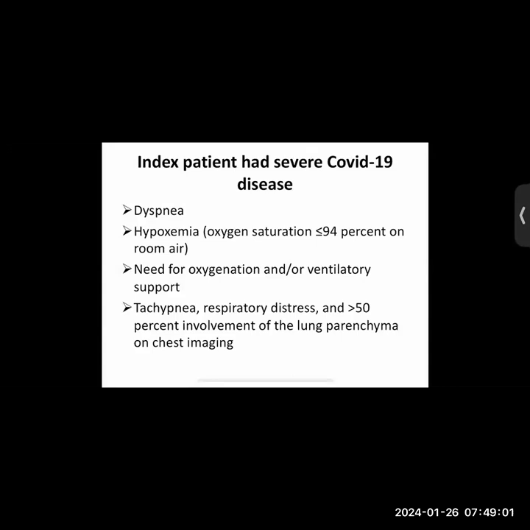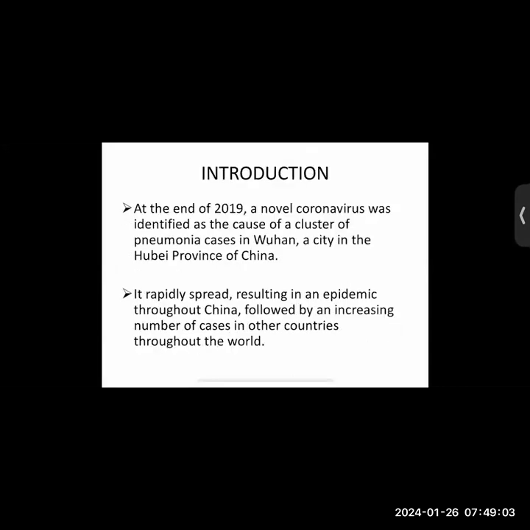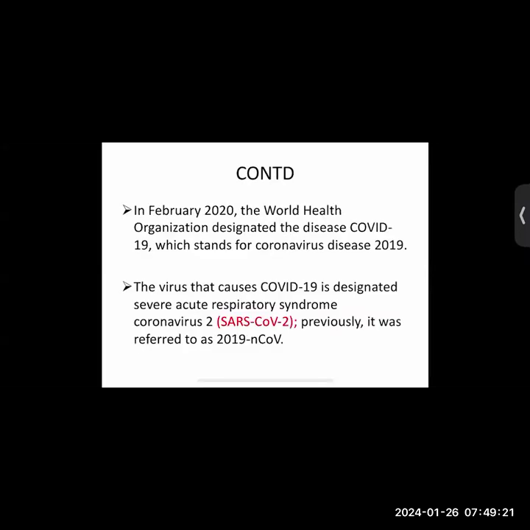Next slide, please. Okay, I'd just like to talk briefly on COVID-19. COVID-19 is a novel coronavirus, which was first detected in the city of Wuhan in China, and it has rapidly spread to all countries all over the world. Next slide, please. In February 2020, the World Health Organization designated the disease COVID-19. That was when it was designated as COVID-19 infection.